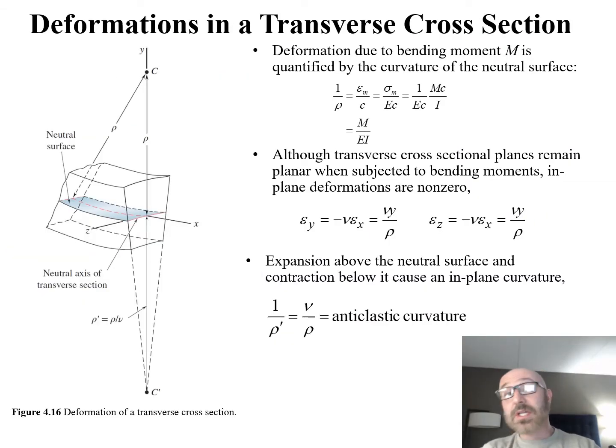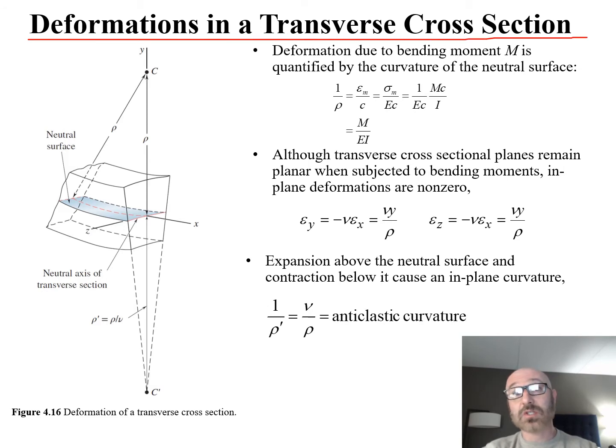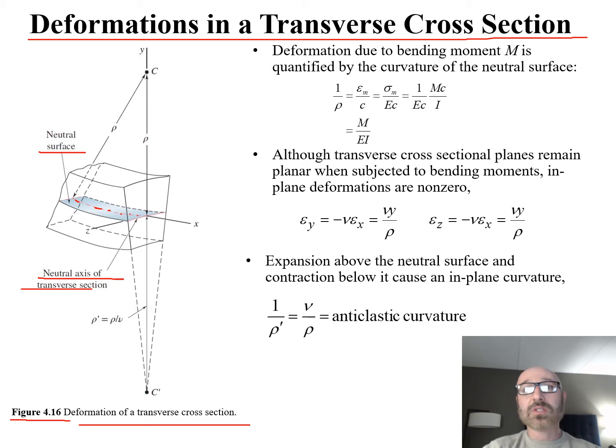The next section we're going to take a look at is deformation in transverse cross sections. Over here in figure 4.16 we have deformation of a transverse cross section. There's our neutral surface, and we can see the neutral axis of the transverse section with the red dotted line going right through the center. We can see there's our value for C.